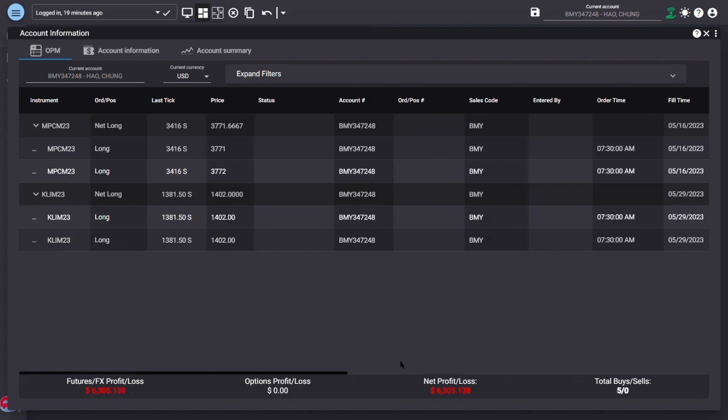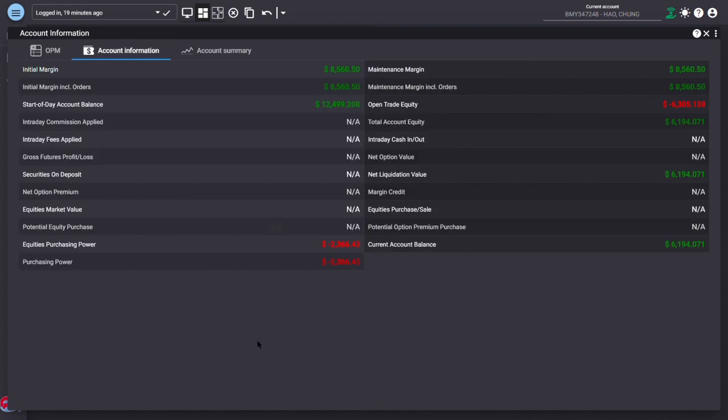It also allows us to look at our net profit and loss. As shown here, I have lost around $6,300. Here we will be able to view our account information. Most importantly is the current account balance that shows how much money we have in our account. Here I only have around 6,200, as I've lost around 6,300, shown in the open trade equity, which shows the money that I've lost during the trading period.